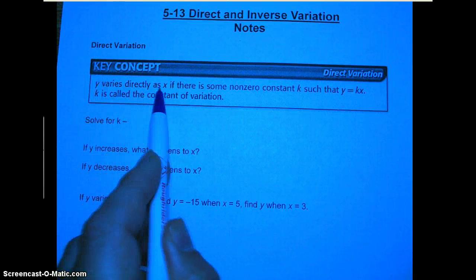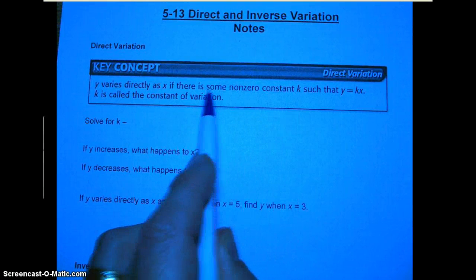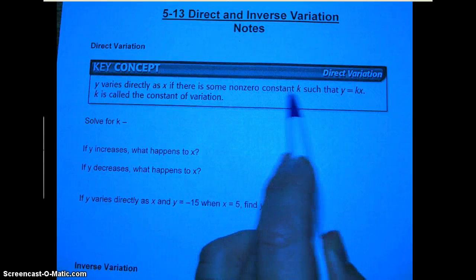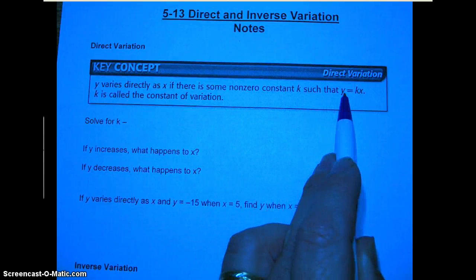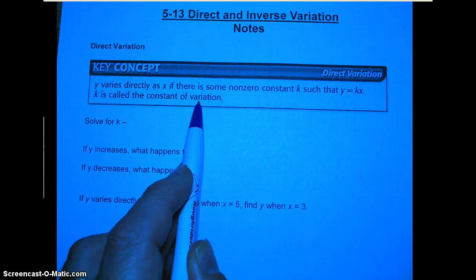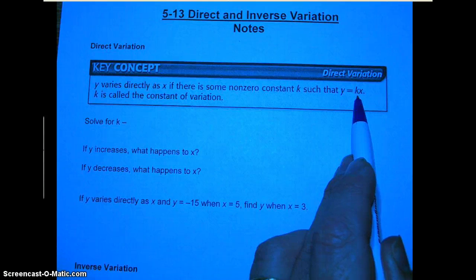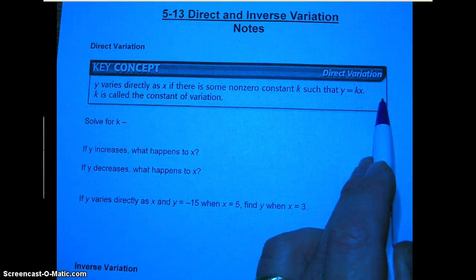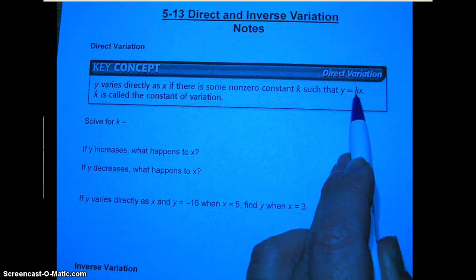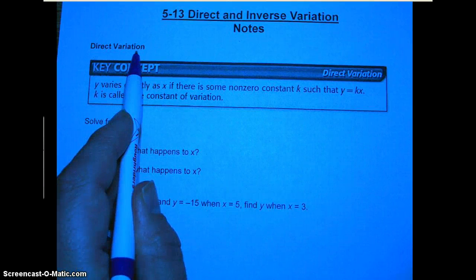So y varies directly as x if there is some non-zero constant k such that y equals k times x. K is called the constant of variation. You may know it as the slope of a line, y equals mx plus b, y equals kx. So to find that constant of variation, that's the first thing we want to do anytime we're solving a problem where direct variation is involved.